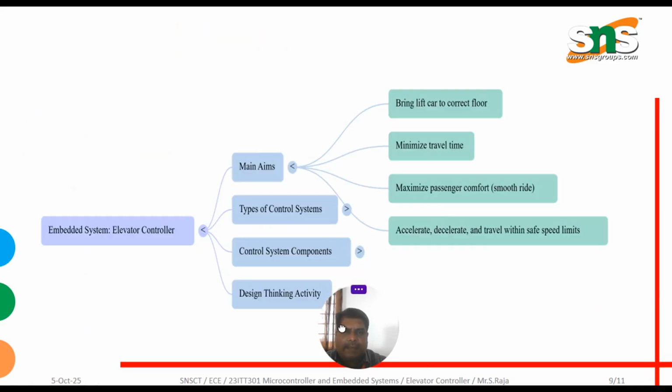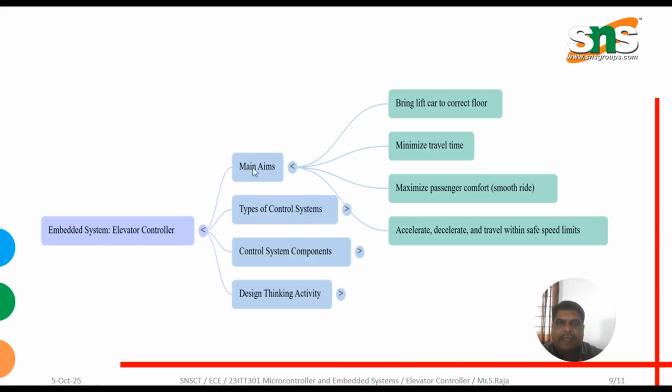So this is the mind map. I have started with the main aim, bringing the lift car with people to the correct floor. It minimizes the travel time and maximizes passenger comfort for a smooth ride in operation. They have to accelerate, decelerate and travel within safe speed. Tomorrow I will discuss some classifications of the elevator controller: types of control system components. Then the design thinking activity I discussed, that is, how this elevator controller is aligned with the 5 phases of design thinking.